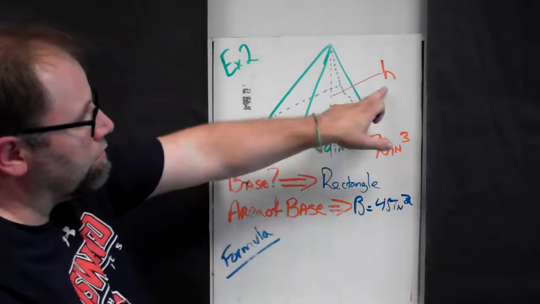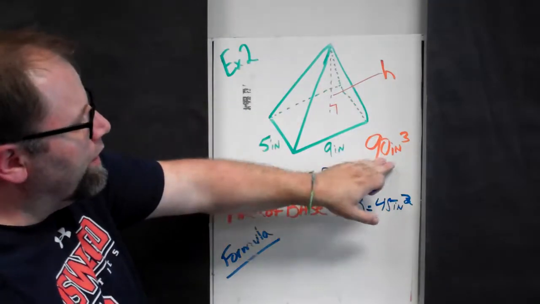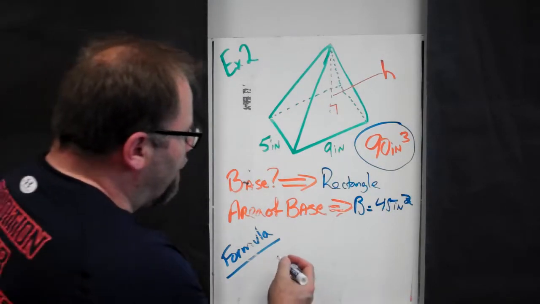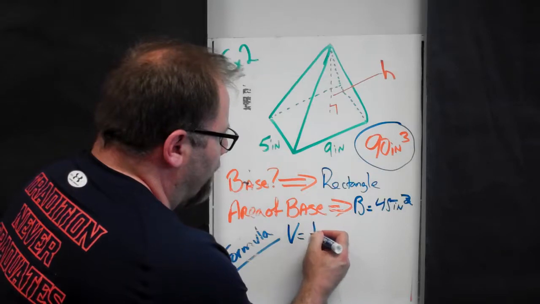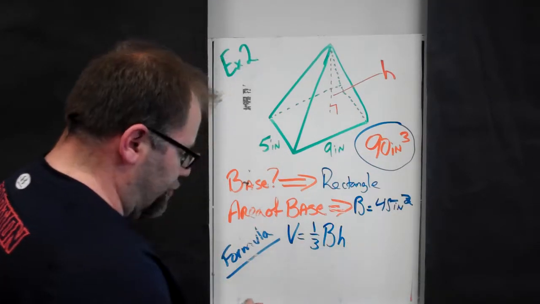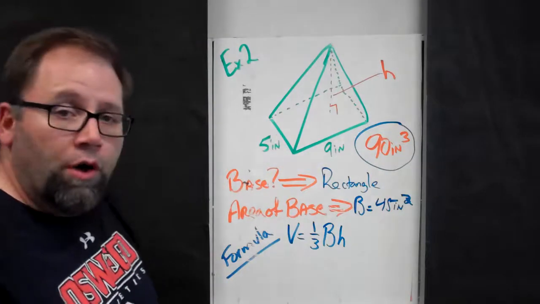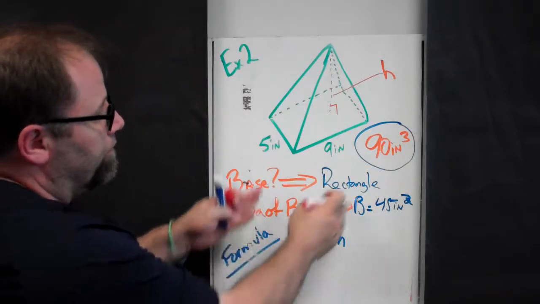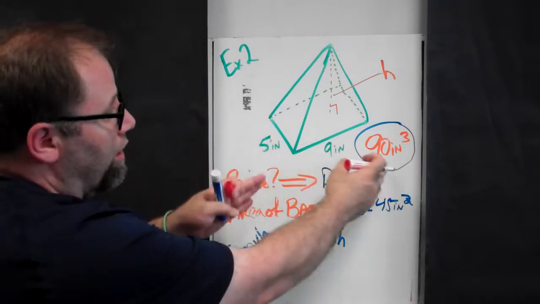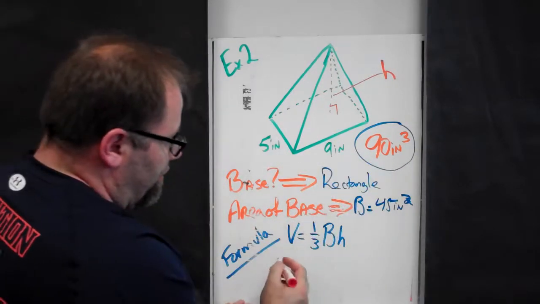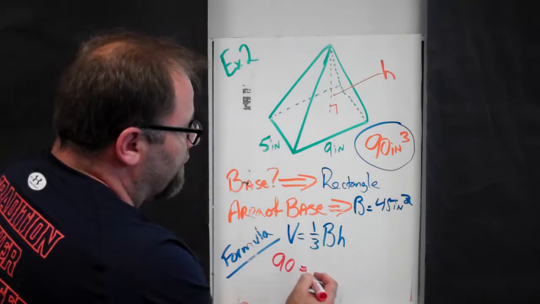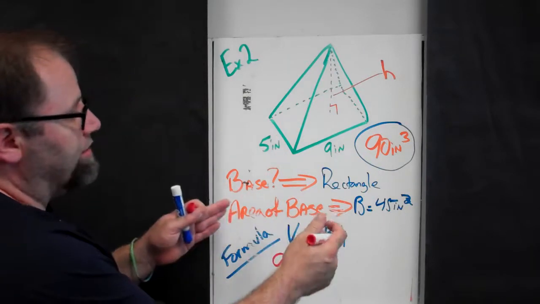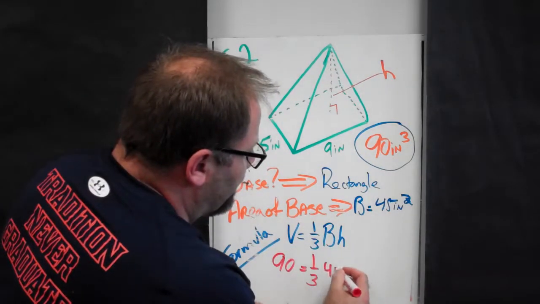Right? Uh-oh, we don't have the height. But we have the volume. All right, let's see what we can do. We know our formula is volume equals 1/3 big B times H. So all we do, and this is the best thing about formulas, is take the things that represent and then we implement what we know. We know this is big V right here, so we know that 90 equals 1/3. Do we know the base? We know the base. The base is 45.